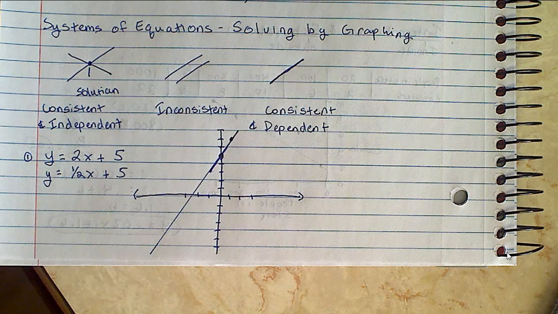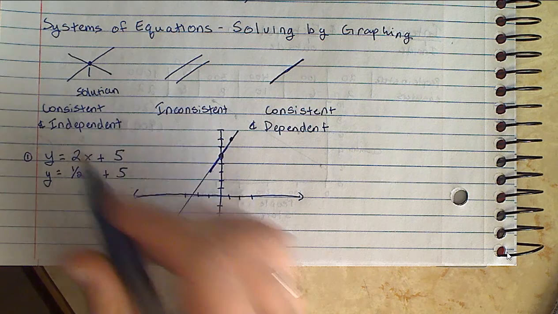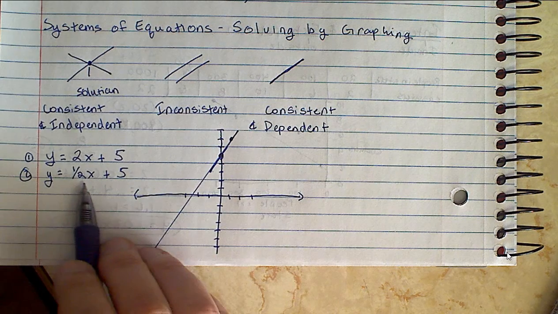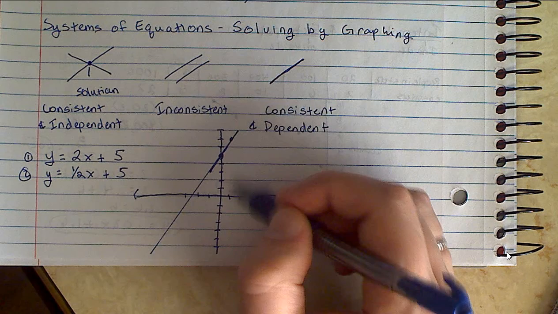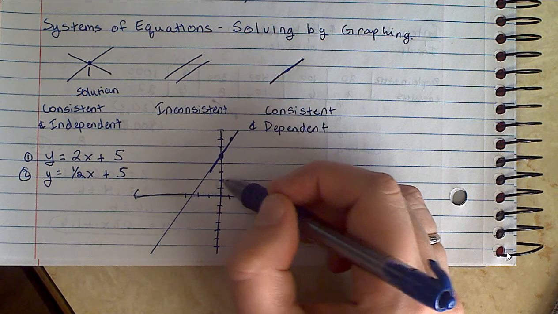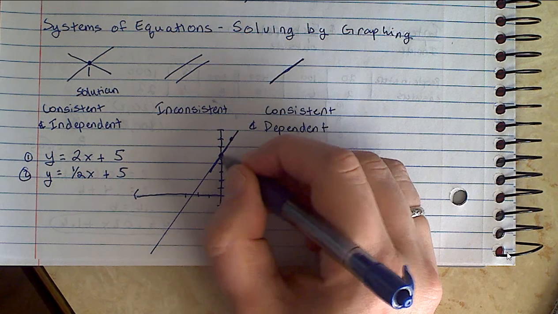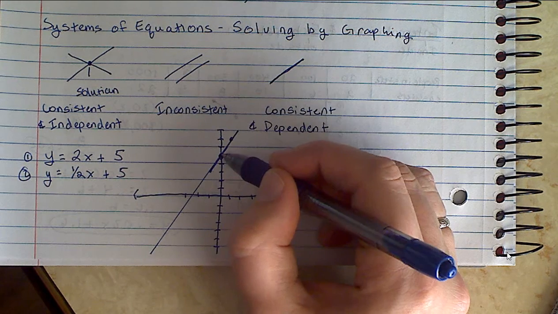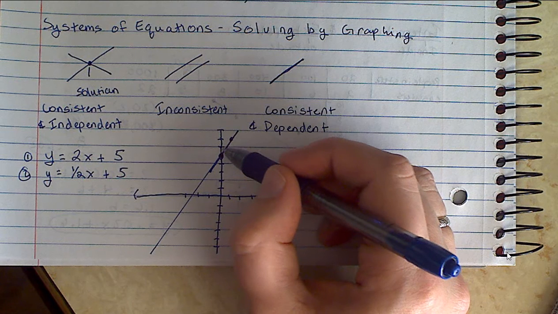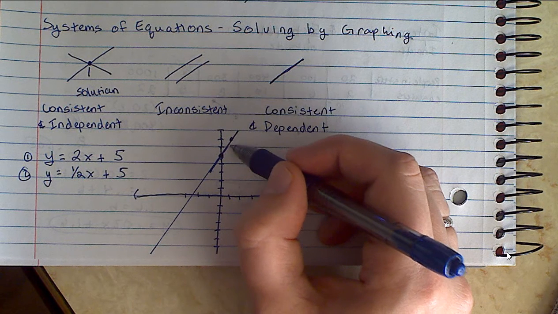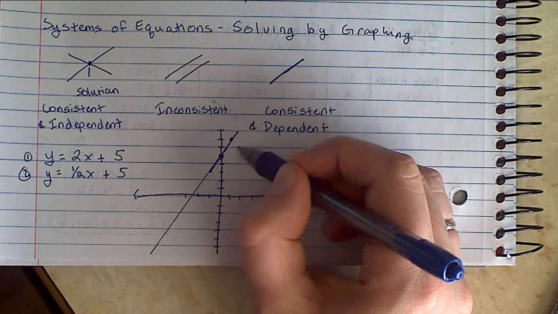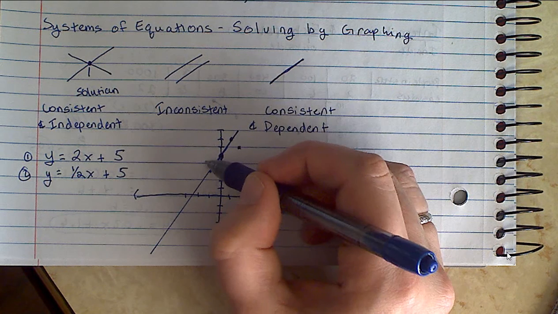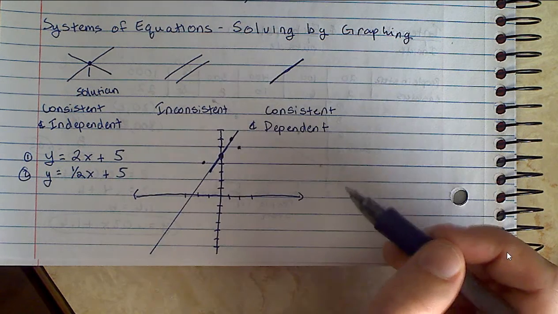Alright, now to graph line number 2, y equals 1/2 x plus 5. I'm going to go up 5, 1, 2, 3, 4, 5, that's where I'm going to make my first dot. My slope is 1/2. So from here, what do I need to do? Go up 1 and go 2 to the right, and then go back to where I started, down 1 and left 2. And now I'm going to connect it.